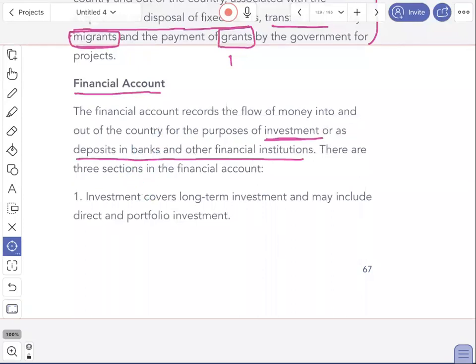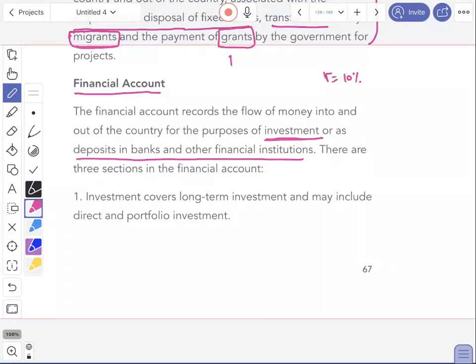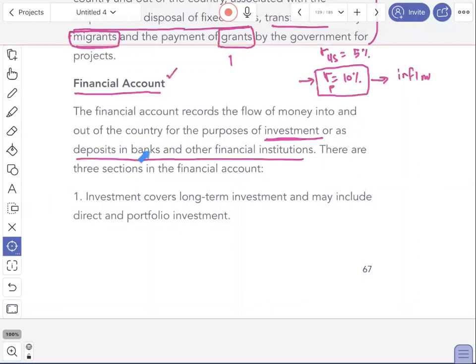But these deposits that are coming in can sometimes be coming in because Pakistan's interest rate may be high. Let's say Pakistan's interest rate is 10%. R for interest rate is 10%. Let me call it RP for Pakistan. And let's say the US is like 5%. So if people put their money in Pakistan because Pakistan's interest rates are higher, Pakistan receives an inflow of money coming because Pakistan's interest rates are higher. That will be part of the financial account because that will become money coming in as deposits.